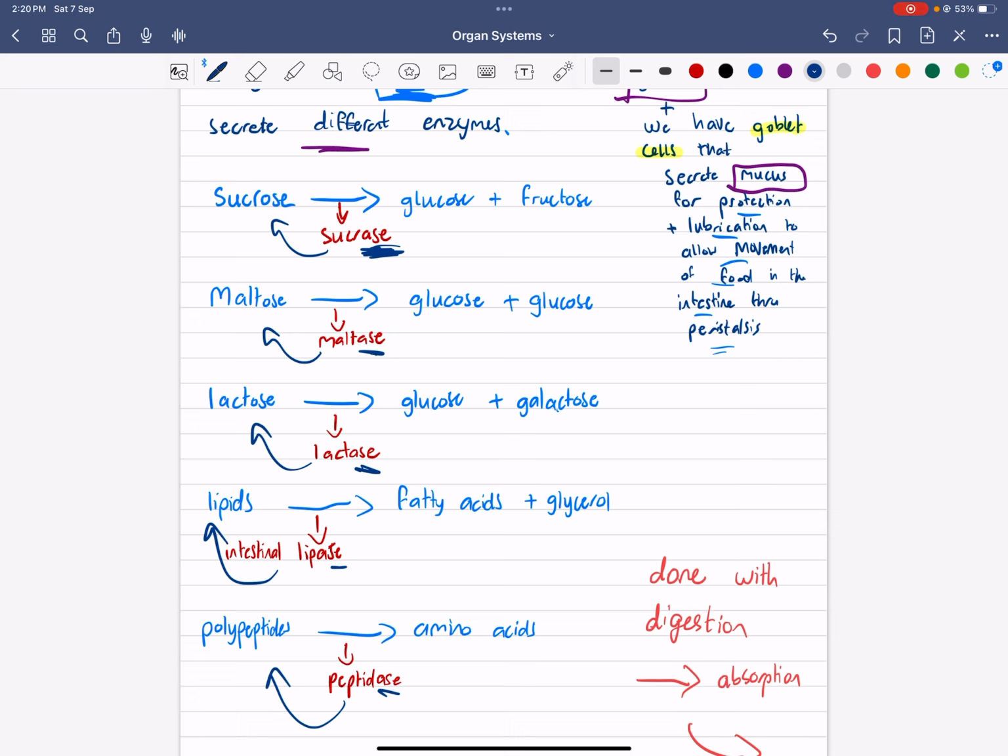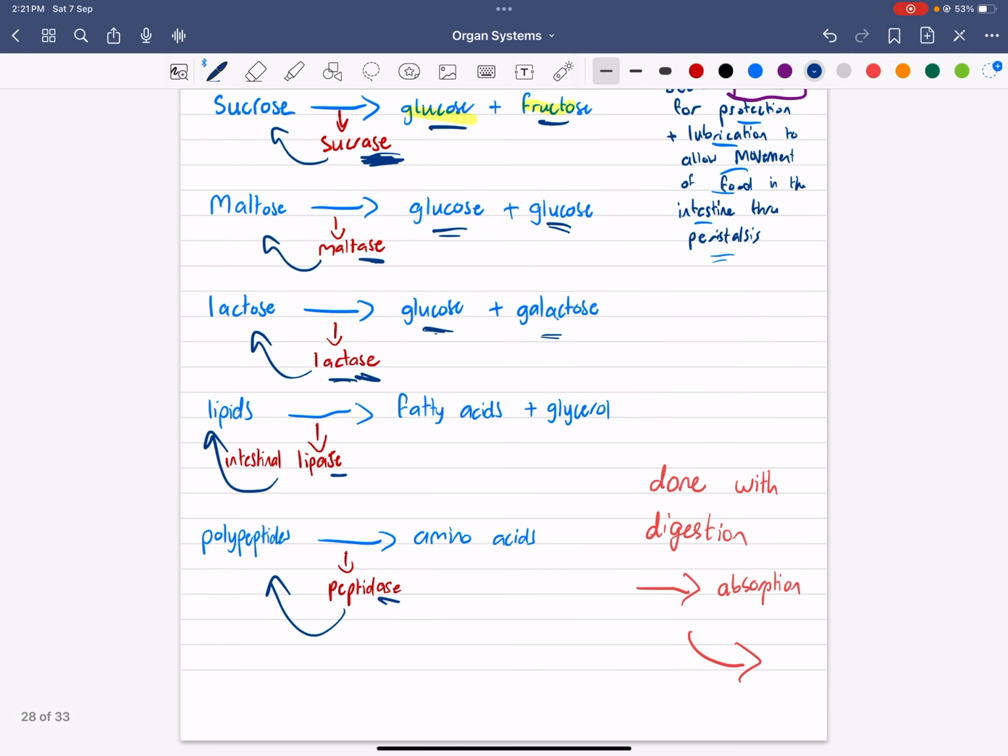So sucrose, what breaks down sucrose? Sucrase. Now sucrose is made of what? Glucose and fructose. So when we break down sucrose, we're going to receive glucose and fructose. You have to memorize those. Maltose, what's the enzyme? Maltase. It's going to break down maltose into 2 glucose molecules. Lactose, what's the enzyme for lactose? Lactase. What is lactose going to be broken down into? Glucose and galactose.